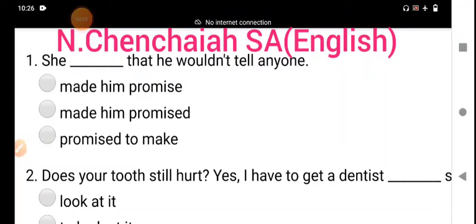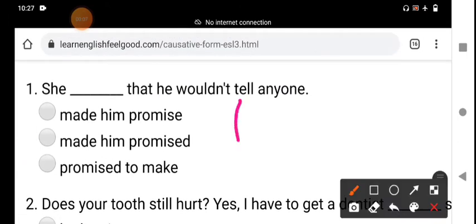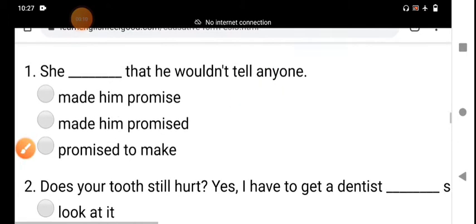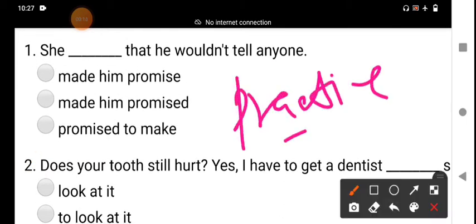Please be ready to listen to the practice test on causative verbs. A detailed explanation will be given in this class. Please listen carefully and concentrate on my class. Which is the right option? They have given 3 options, based on the topic I have already explained in the previous class about the causative verbs.